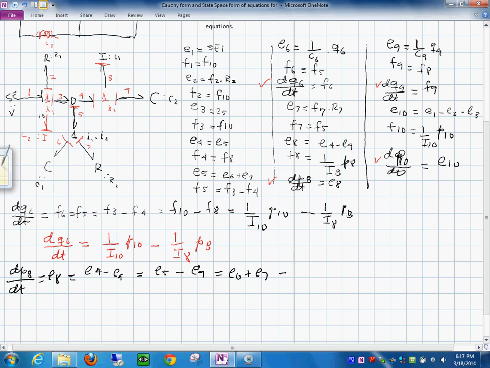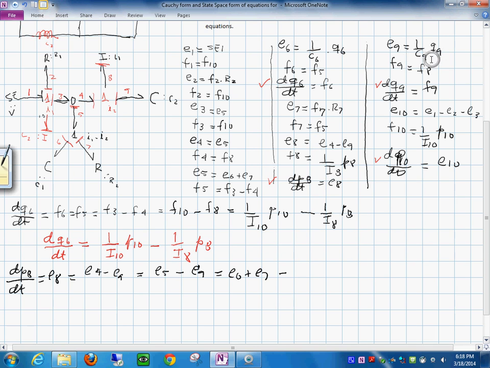E sub... E4 is E5. Yeah. And then this E9 is 1 over C times Q sub 9, right? No. What is E9? It's 1 over C times Q. See right here, 1 over C sub 9.